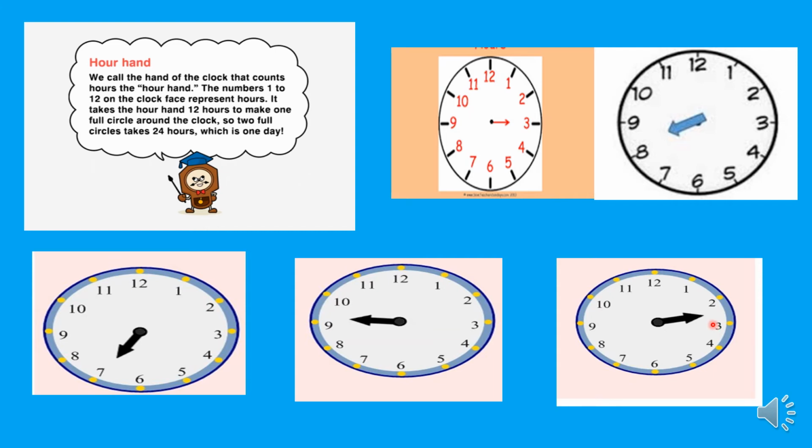What I'm saying, do you understand, children? Here our hand is not pointing at 2, not pointing at 3. It is between the 2 and 3. So we have to say only 2 o'clock. We can't say 3 o'clock. When it reaches 3, then only we can say it's 3 o'clock. Up to that we can say only 2 o'clock. Okay, children?